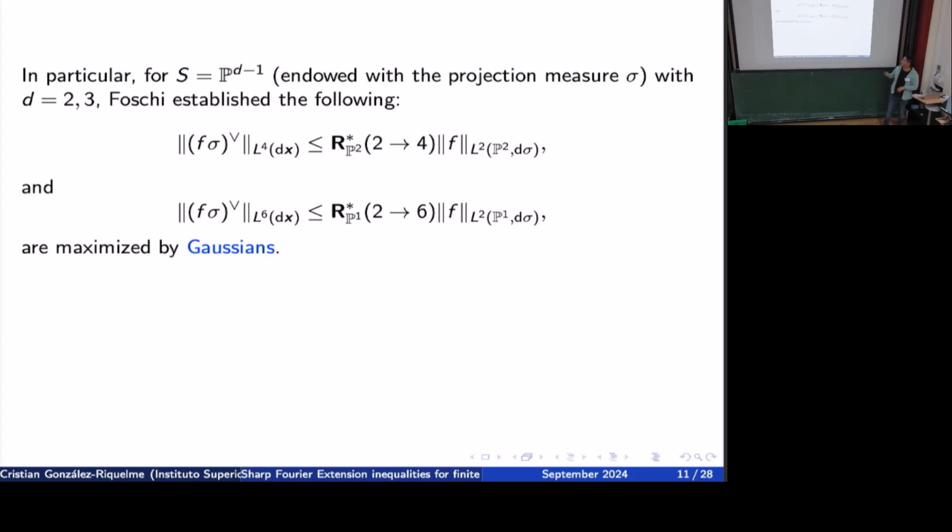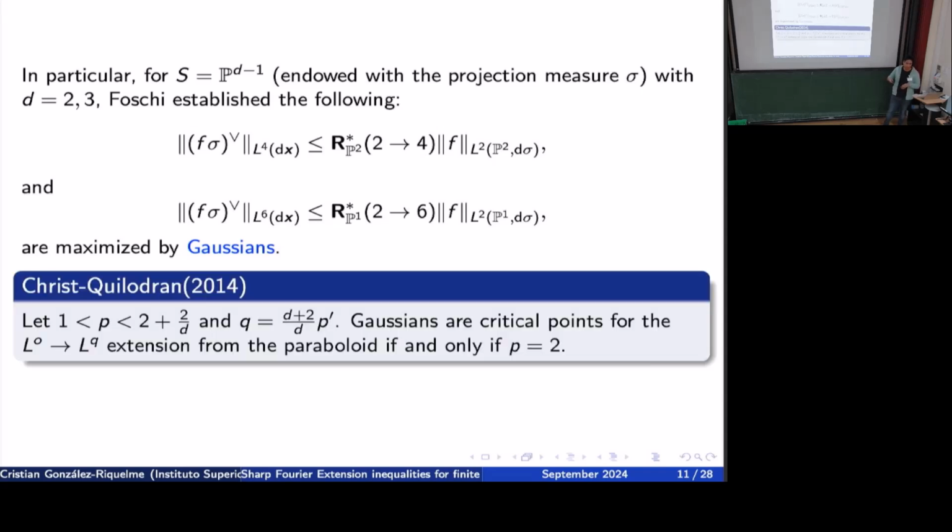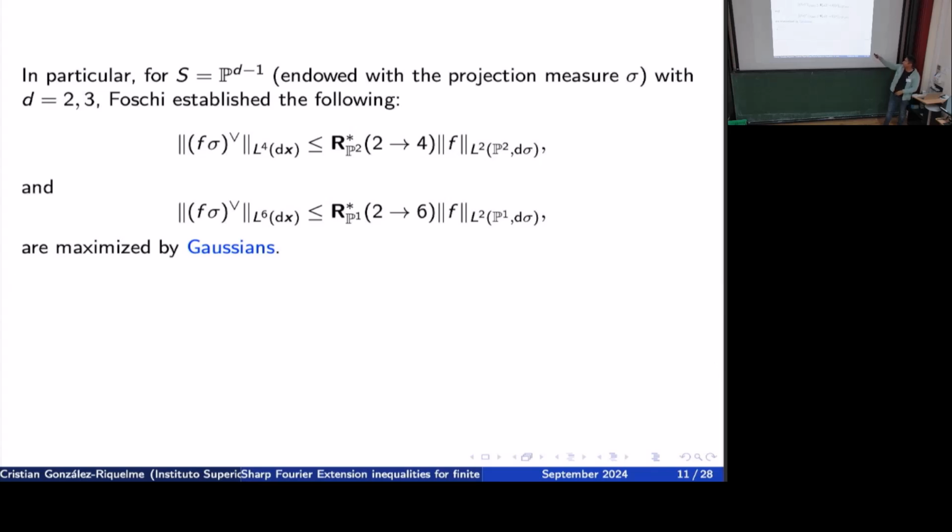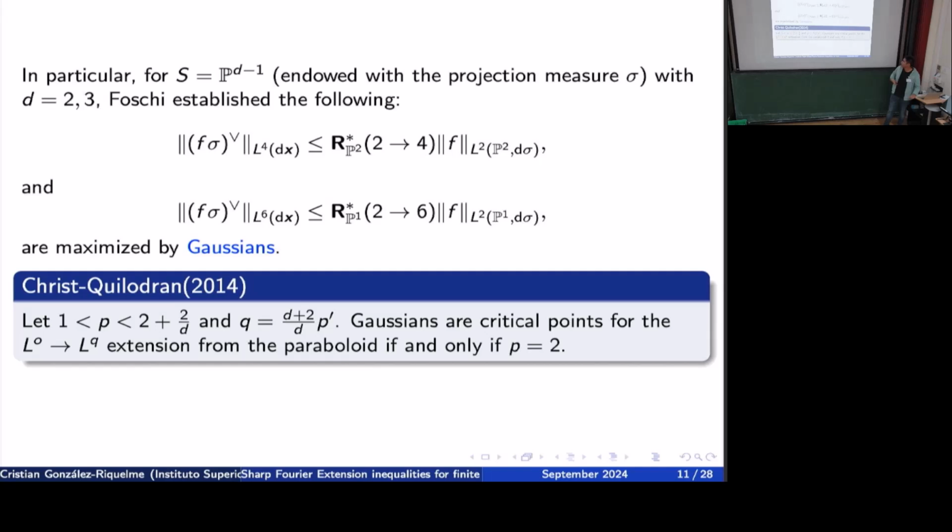So these are kind of nice results, but they are sharp estimates. So these constants are optimal. Since Gaussians are the extremizers here, you can also think, well, these functions are very nice, maybe they are the right examples for other exponents. But it turns out that is not true.